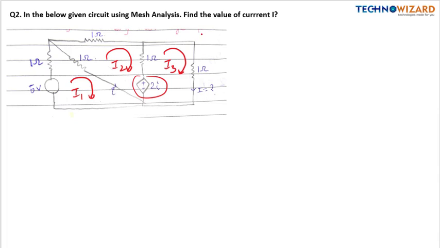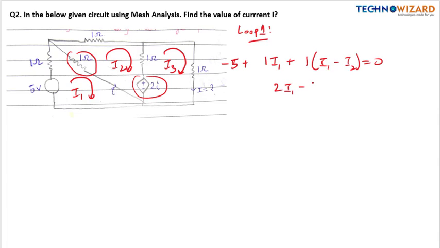Okay, so first I am applying KVL in loop 1. In loop 1 you will get minus 5 plus 1 I1 plus, in this 1 ohm resistance 2 currents are flowing, I1 and I2, so this will be 1 bracket I1 minus I2 is equal to 0. From here you will get 2 I1 minus I2 is equal to 5. This is the first equation.